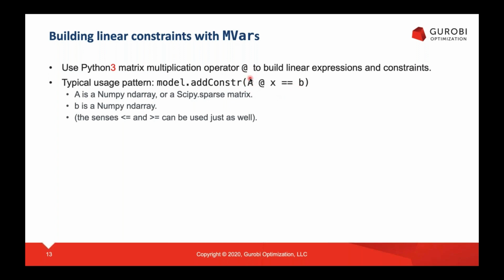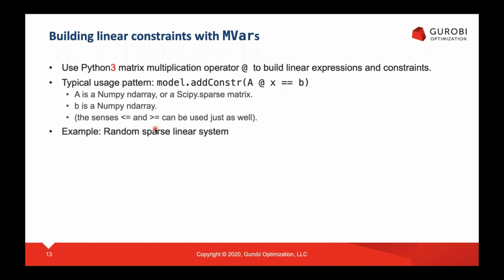Now the a, this is the data, and what we accept here as data is either a numpy ndarray or a scipy.sparse matrix. And of course, by the requirements of the multiplication operator, the shapes of a and x must be compatible for matrix multiplication. The right-hand side b, we always assume it is a numpy ndarray or a scalar. And sense-wise, this just invokes the Python rich comparison. You can use either equality or inequalities here.